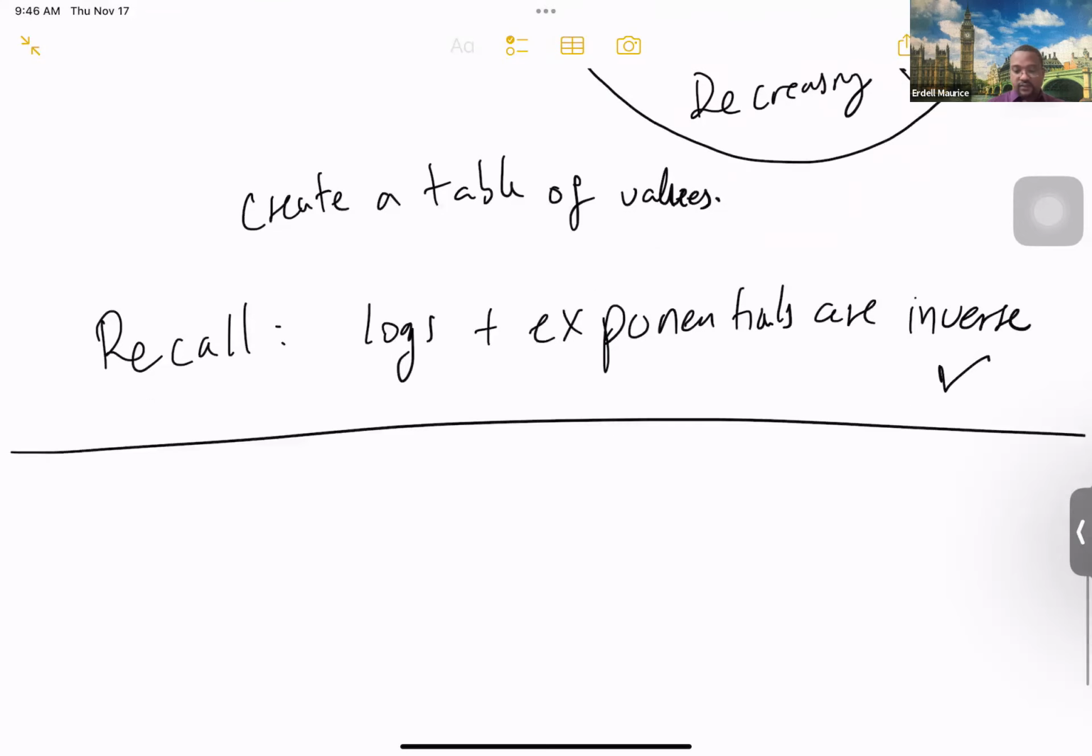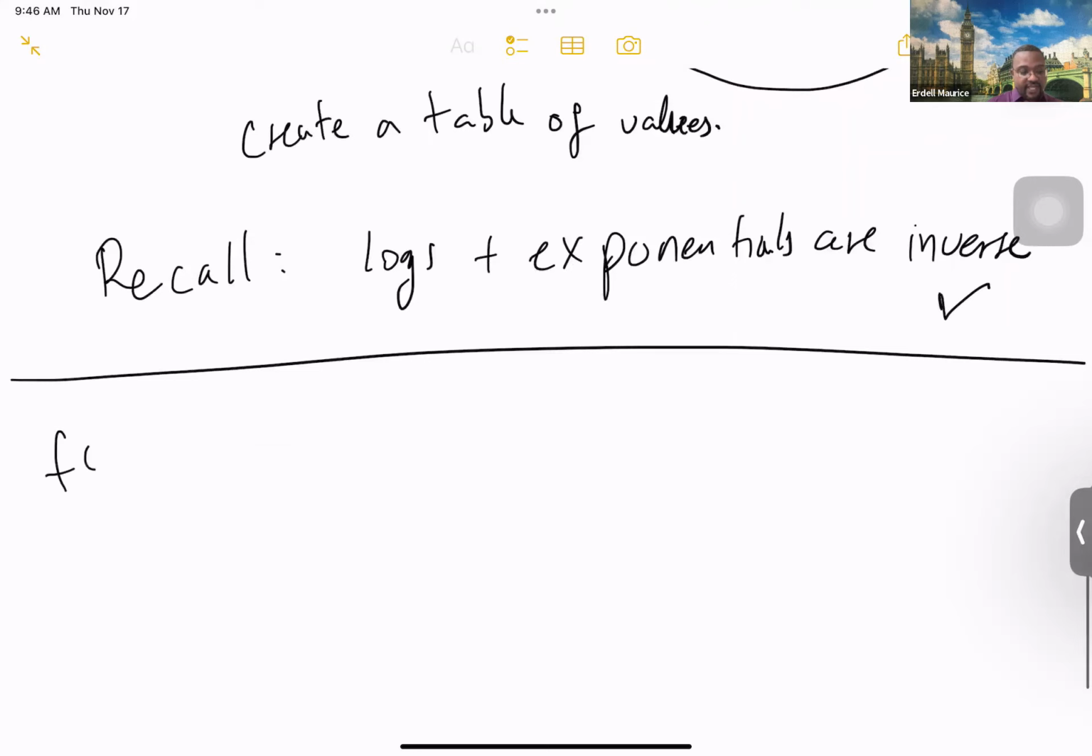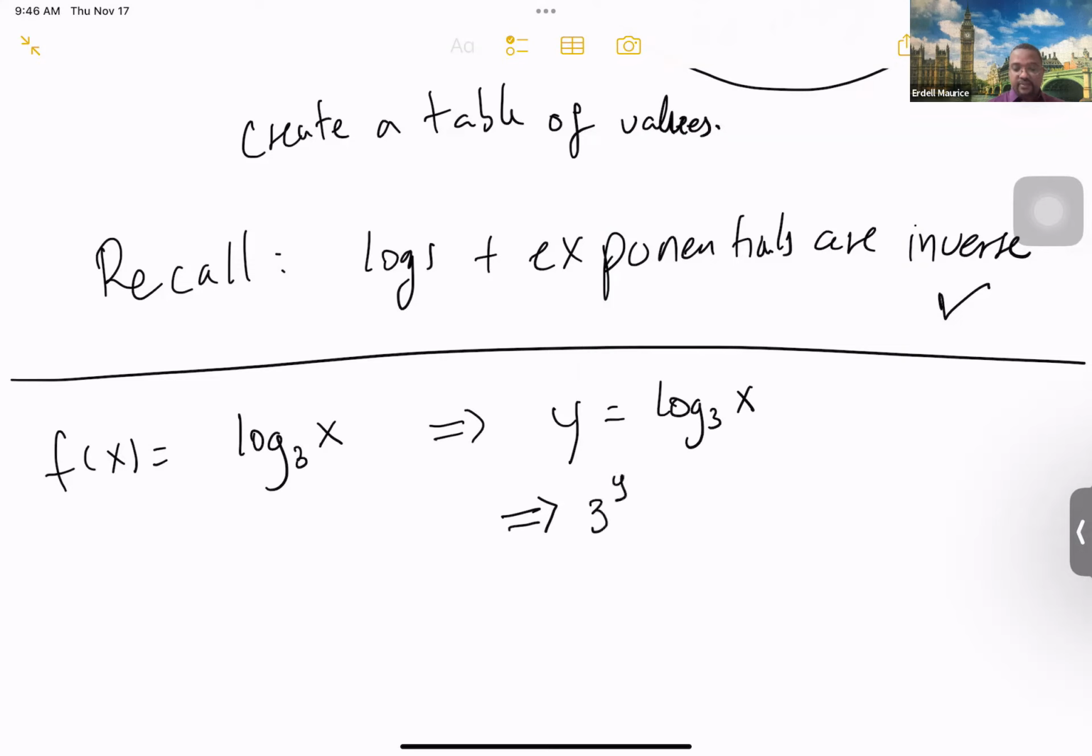So again, let's do 2 quick examples. If I have f of x is equal to, for example, log base 3 of x, right? What I do is I just write this as y is equal to log base 3 of x, and then I convert this to exponential form. So that's going to mean then that 3 raised to the y power is equal to x. Remember this right here? Log functions, switching to exponential functions.